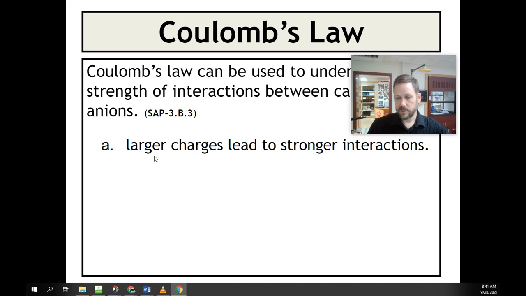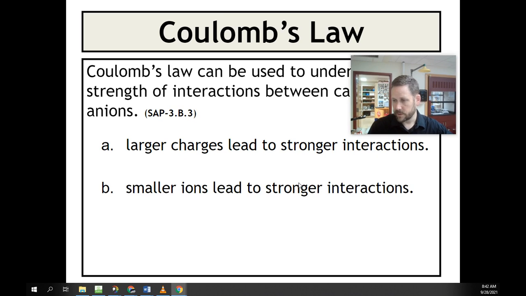If we have a larger charge, in other words, a +1 cation versus a +2 cation versus a +3 cation, we're going to have stronger interactions. And it should make sense based on Coulomb's law that the greater the number of protons or the greater the charge is, we're going to have a stronger force. If we have a smaller ion, then the distance between cation and anion is going to be smaller, and that's also going to lead to a stronger ionic bond.